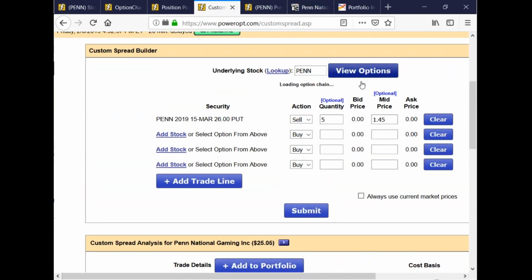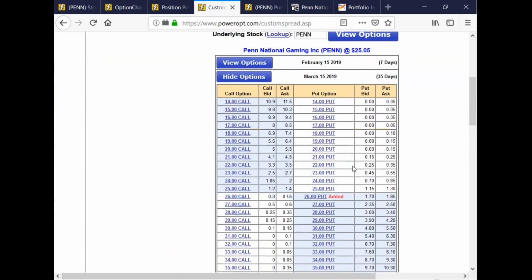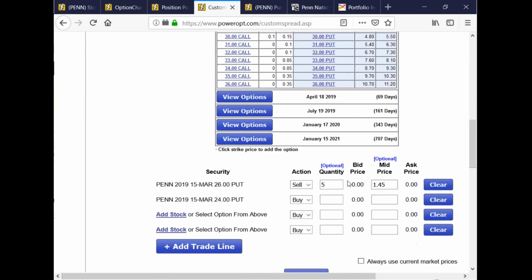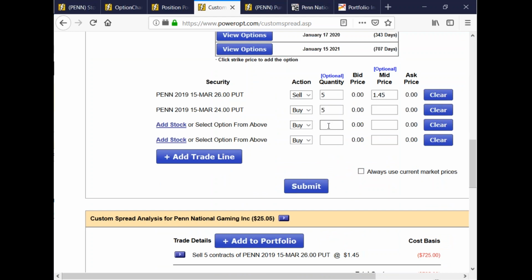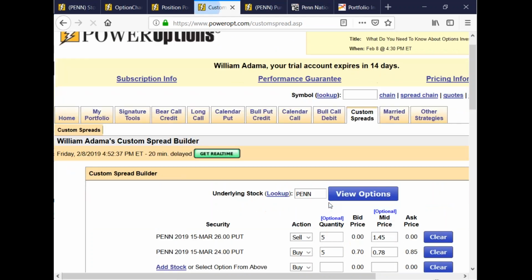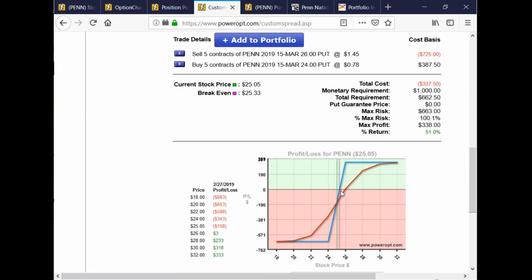I can add a put to stop further losses. Let me go out to March now. Let me buy the 24 put. Keep it even. Buy 5 contracts. This creates a bull put spread. But what's wrong with it? If the stock keeps falling, you've minimized the loss you could take, but you're still at a loss. The stock could recover, and of course, you've greatly reduced your margin in this case. I'm not saying this is a bad idea, but you see where I'm trying to get at.